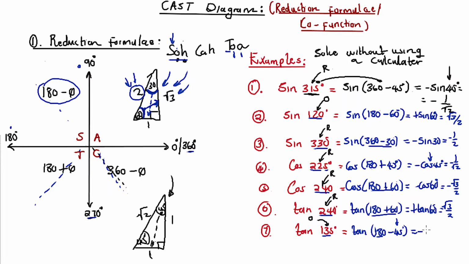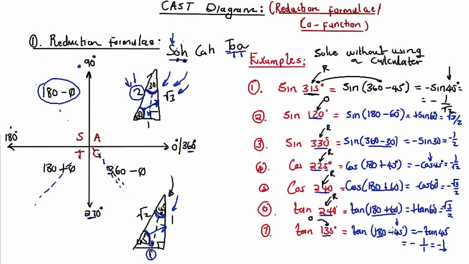second quadrant, tan is negative. So it's negative tan 45 degrees, equal to minus 45 degree triangle, this one. So whether you look at this as your reference or this as your reference, it doesn't matter. So applying SOHCAHTOA for tan 45, it's opposite over adjacent. So it's going to be minus 1 over 1, which is basically minus 1. So this is our answer.